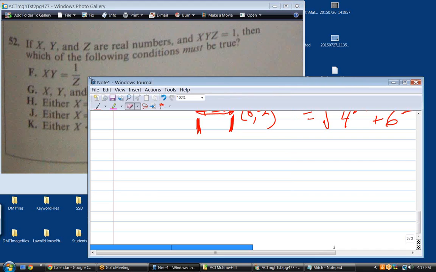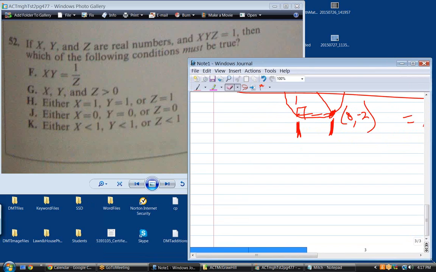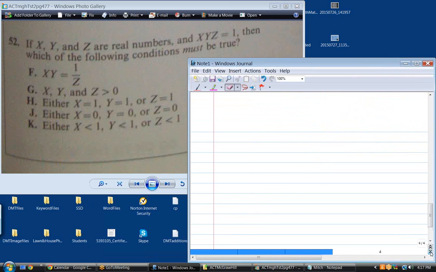These are fairly hard, which is good, because I think you're going to do fine on the easy problems and the medium problems. You and I should focus on the hard problems. Now, in a question like this, you're just going to have to start at the top and go through each one until you find one that not only is true, but has to be true, no matter what X, Y, and Z are.